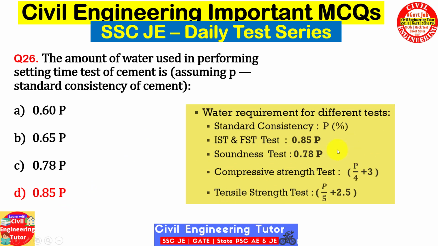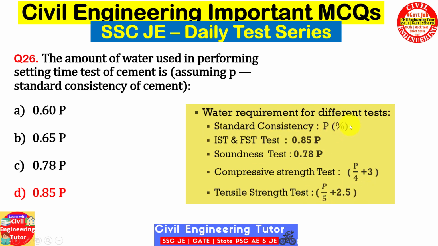Please remember this. These are repeatedly asked in any competitive exams. So this will be very helpful for initial and final setting time test. This is 0.85p. Soundness test, it is 0.78p. For compressive strength test, p by 4 plus 3%. This will be in percentage. And tensile strength, p by 5 plus 2.5%, where p is simply standard consistency.